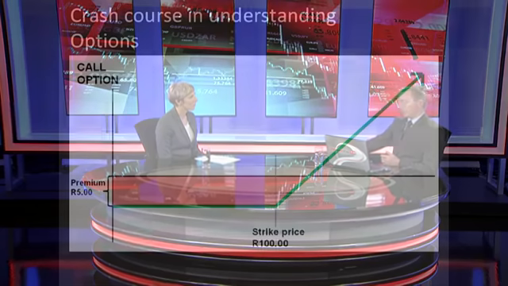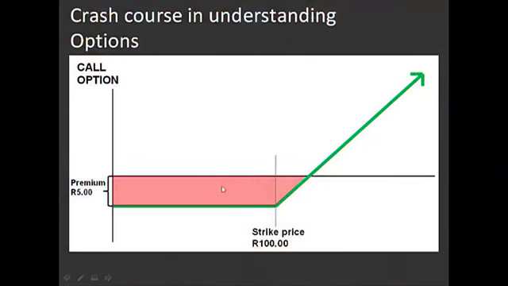In order to have that option available to you, you pay what is referred to as an option premium. That shaded area over there illustrates the option premium. Let's just assume for simple purposes that the premium you paid here is 5 Rand per share.